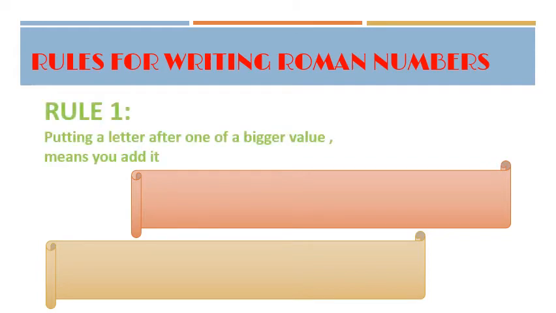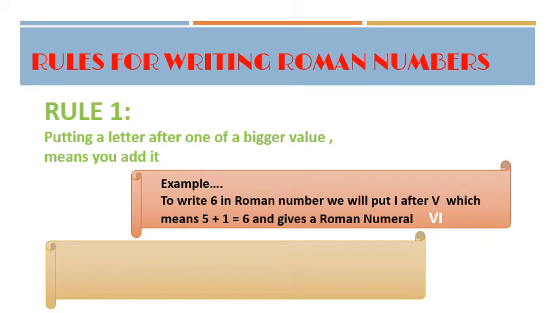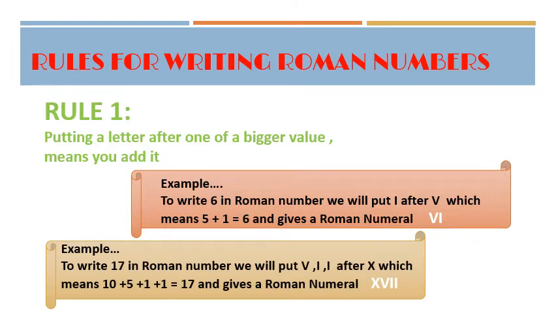Rule 1. Putting a letter after one of a bigger value means you add it. Here's an example. To write 6 in Roman number, we will put I after V, which means 5 plus 1 gives us 6, and gives a Roman numeral VI. That means 6. Let's see one more example.